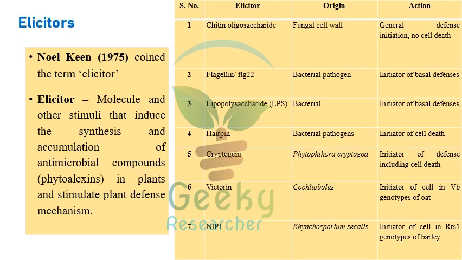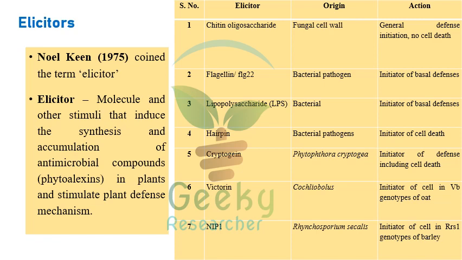So now we will see some elicitors. The term elicitor was coined by Noel Keen, and I told you this Noel Keen is also considered the father of molecular plant pathology. An elicitor is a molecule or other stimulus that induces the synthesis and accumulation of antimicrobial compounds in plants. This molecule can induce the synthesis and accumulation of antimicrobial compounds, that is phytoalexins, and stimulates the plant defense mechanism.